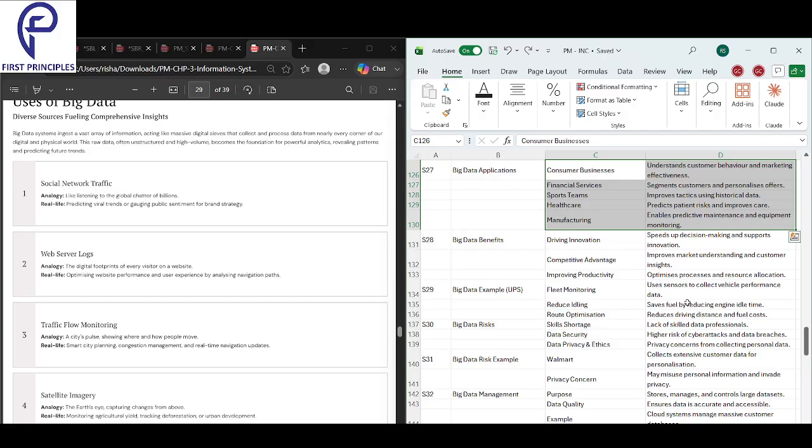Consumer businesses, financial services, sports teams, healthcare, manufacturing, we understood those. So consumer businesses understand the behavior of customers and markets better. Financial services segments customers and personalizes the offers based on the segment. Sports teams improve their tactics. Healthcare predicts patient risk and improves care. Manufacturing enables predictive maintenance and equipment monitoring.